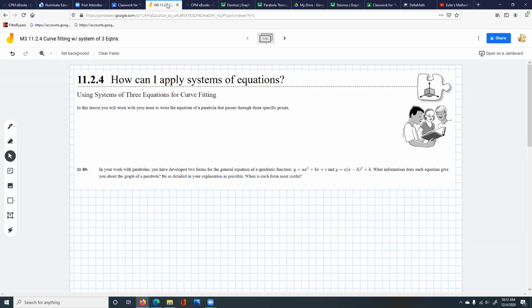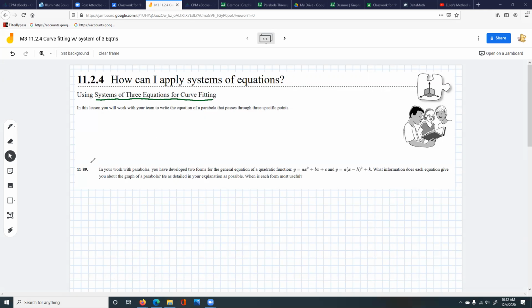So you should have your books open to 1124. And today we're going to learn how to fit a curve, specifically a parabola, through 3 points. Okay, so we are using systems of 3 equations for curve fitting.